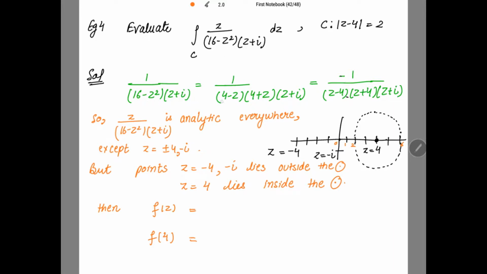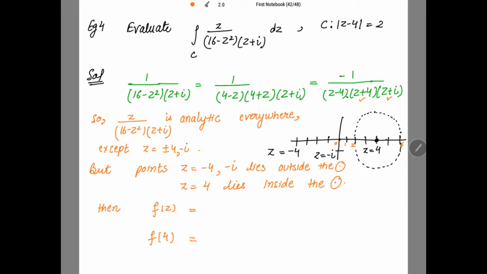If I split the denominator, I will be getting my points to be plus minus 4 and minus iota. Yes, 4 lies inside the circle, but minus 4 is outside the circle, and minus iota is also outside the circle. So only the 4 point lies inside the circle. So I have to take both these denominators, that is z plus 4 and z plus iota, to be included in my f(z). So what is my f(z) now?